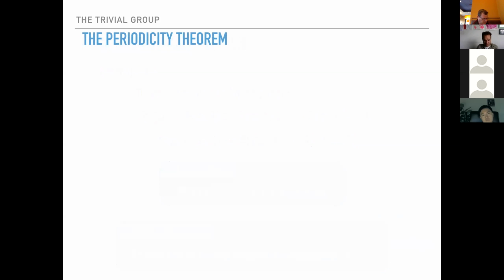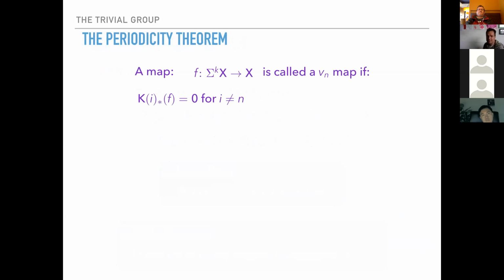So these results all come together in the periodicity theorem. We say a self-map of X, f, is called a v_n map if this map induces the 0 map on the ith Morava K-theory when i is not equal to n, and it induces an isomorphism for the nth Morava K-theory. So in particular, if X has trivial nth Morava K-theory, then the 0 map is an example of such a map.